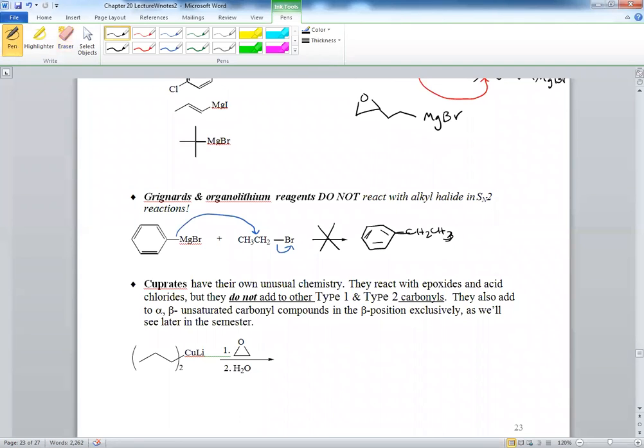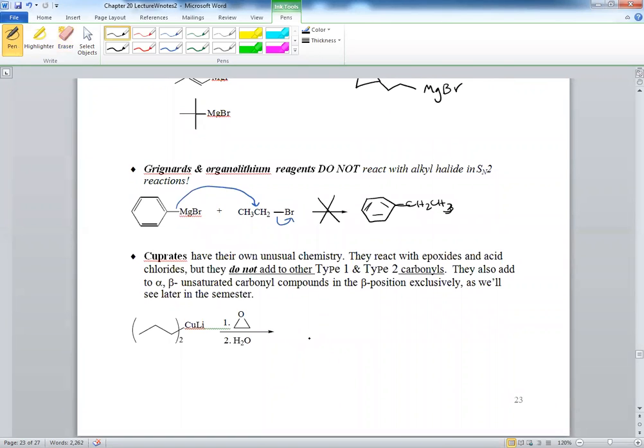They react with epoxides and acid chlorides, but they do not add to other types of type 1 or type 2 carbonyls, as we mentioned. They also add to alpha, beta, unsaturated carbonyl compounds in the beta position exclusively, and we'll see this later in the semester. I'll probably show you an example on the next few pages, but we'll examine it later in the semester in chapter 24. So let's look at cuprates here, how they react with epoxides.